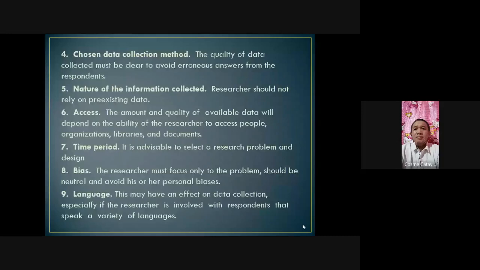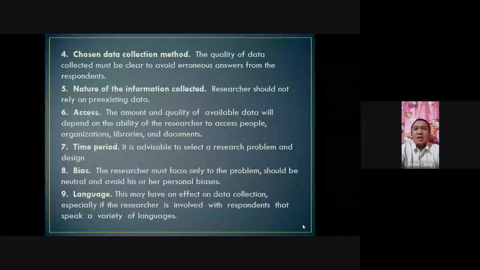Number 8, bias. The researcher must focus only on the problem, should be neutral, and avoid his or her personal biases. Number 9, language. This may have an effect on data collection, especially if the researcher is involved with respondents that speak a variety of languages.